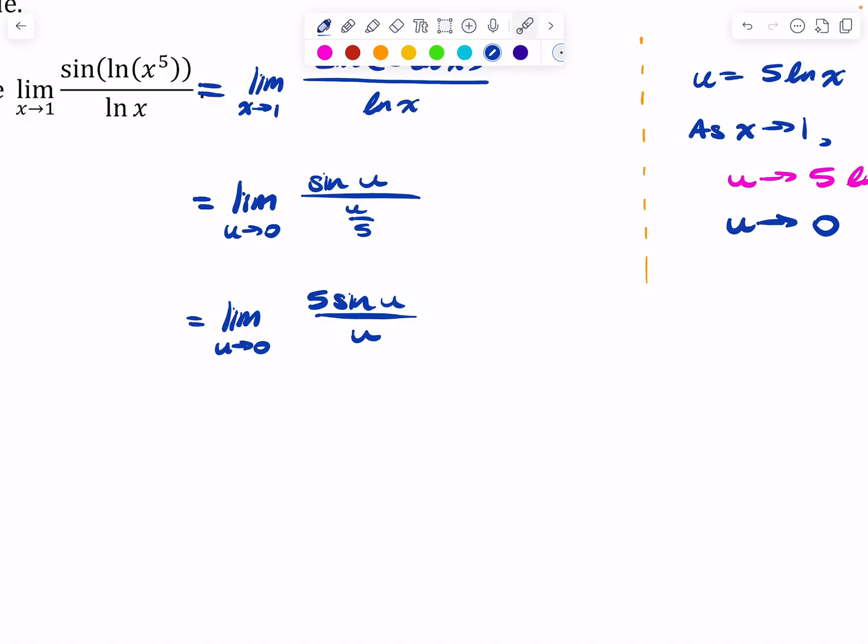This is still an indeterminate form situation because sine of 0 is 0. Bottom is just also straight up 0 right now. So 0 over 0, no go. We can L'Hopital this, or maybe you just straight up remember it at this point. Who knows?